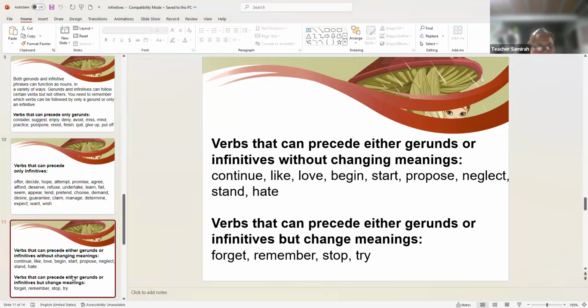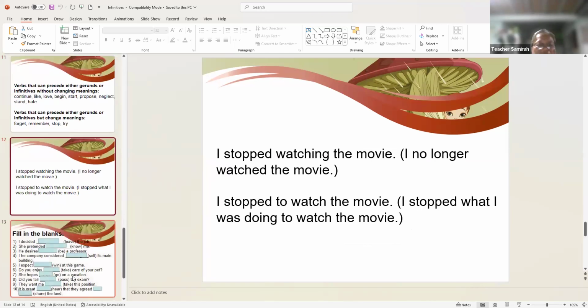And then another group: verbs that can precede either gerunds or infinitives but change meanings. Forget, remember, stop, and try. They can precede either gerunds or infinitives, but take note, they can create a different meaning, or they can change the meaning.